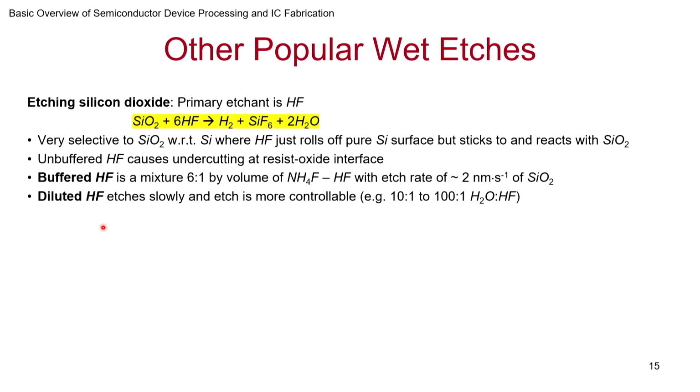Another thing that you may often find, and which you already saw, is to use diluted HF. Even 10 is to 1, 20 is to 1 will be etching, but it will etch the oxide. And as I said, HF loves oxide, but it hates silicon. As I mentioned here, HF will roll off a pure silicon substrate. But if there is oxide, it will just spread out and try to stick to it and eat it away.